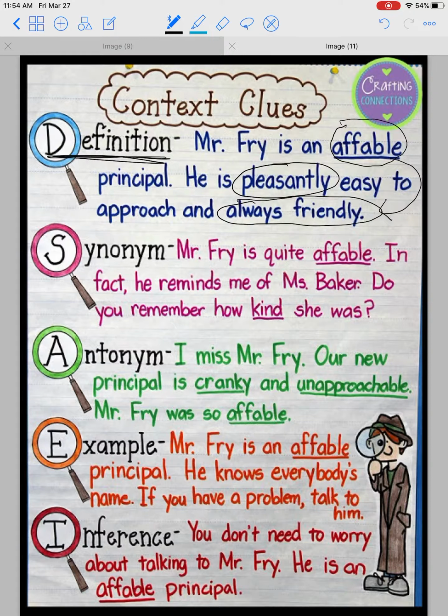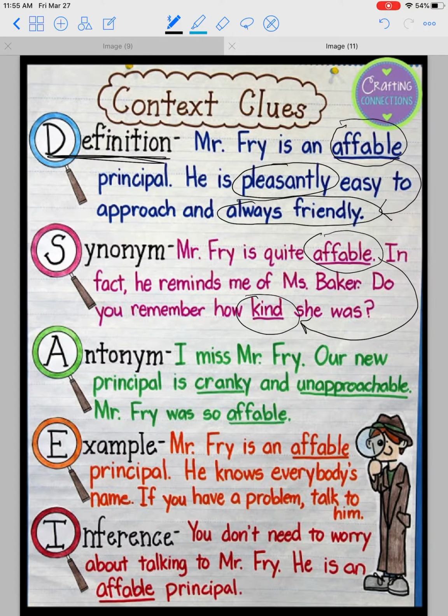Now, the next way that an author can use context clues is by giving a synonym or a word that means the same thing. So again, Mr. Fry is quite affable. In fact, he reminds me of Miss Baker. Do you remember how kind she was? So there, the author gave us a word that means the same thing, kind.